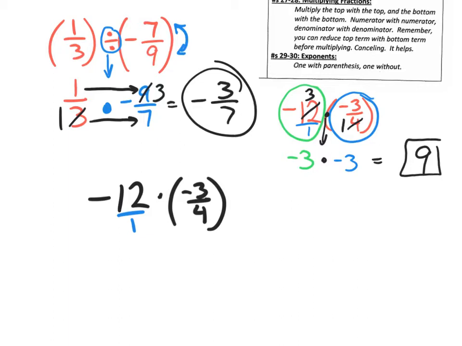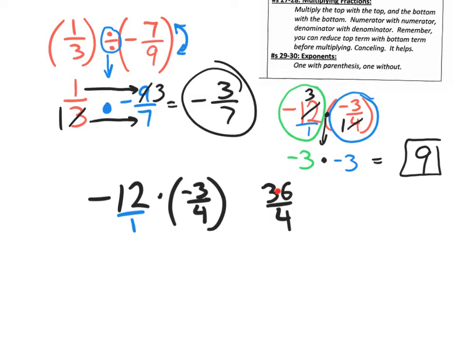Now you could, if you wanted to, just multiply negative 12 times negative 3. What's 12 times 3? 36. And on the bottom, what is 1 times 4? 4. You could do that. See, up here, I reduced first and then multiplied. But you could multiply first, then reduce. Again, a negative times a negative is a positive, so we don't have a negative sign anymore. And right here, what this really says is 36 over 4.